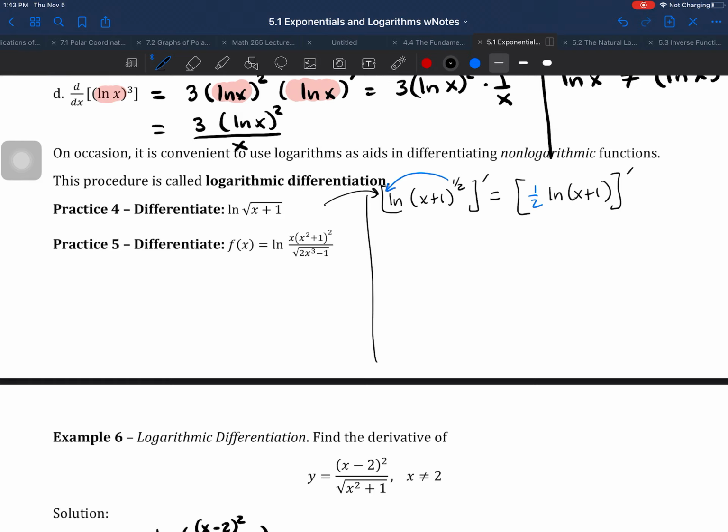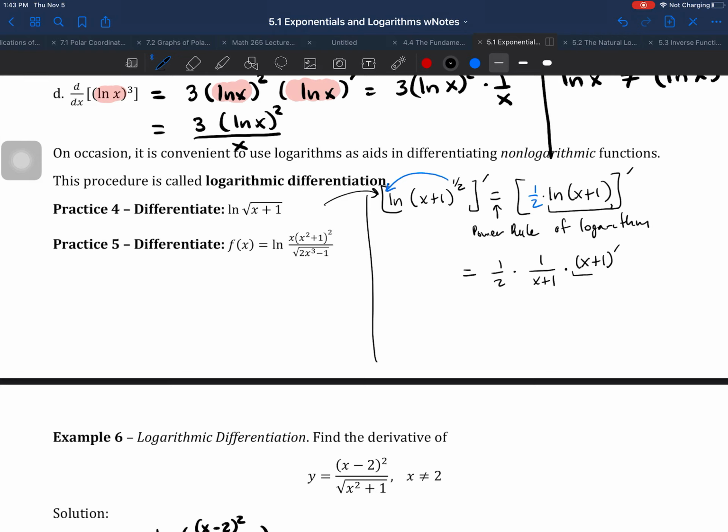We haven't taken the derivative, we just used the power rule of logarithms. Now, to finish this up, notice that this 1/2 is basically a constant, and all we have to do is multiply that constant by the derivative of this. So this will be 1/2 times the derivative of natural log, which is 1 over the inside of the log multiplied by the derivative of the inside.